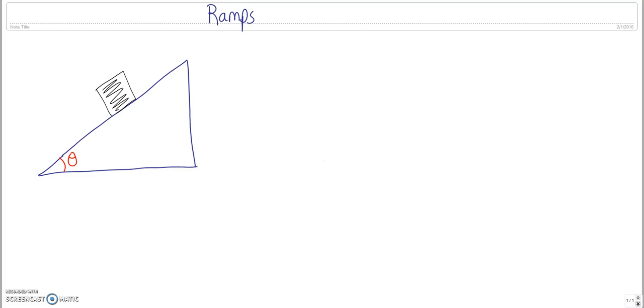Okay, class, today I'm just going to show you guys how to set up force diagrams for ramps. It's actually quite easy. You just got to get a couple of things straight, and then I'll show you how to set up your Fnet equals ma for your vertical and horizontal forces.